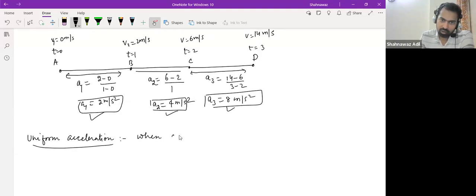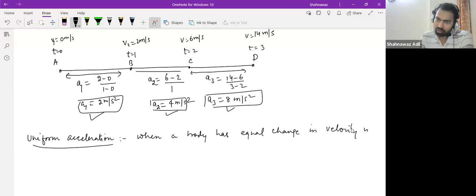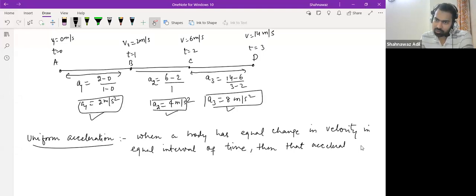When a body has equal change in velocity in equal interval of time, then that acceleration is called uniform acceleration.